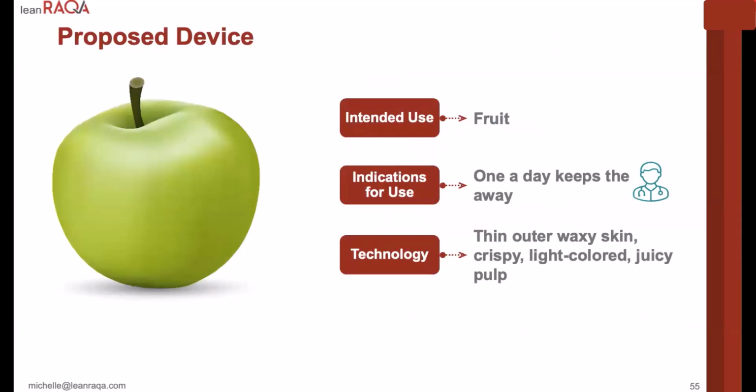So if we look at how to make a substantial equivalence argument, if we say this is our proposed device, and its intended use is that its indications for use is one a day keeps the doctor away, is a thin, waxy outer skin, and a crispy, light-colored, juicy pulp.